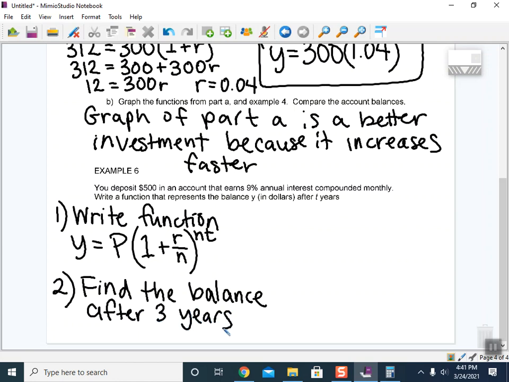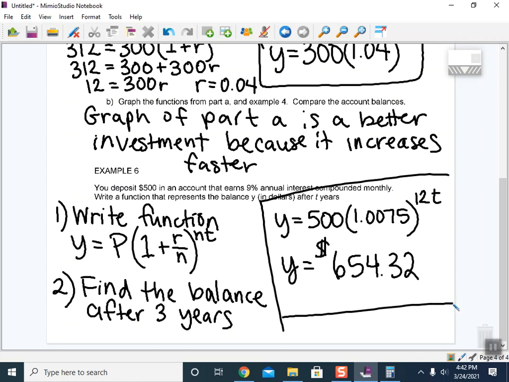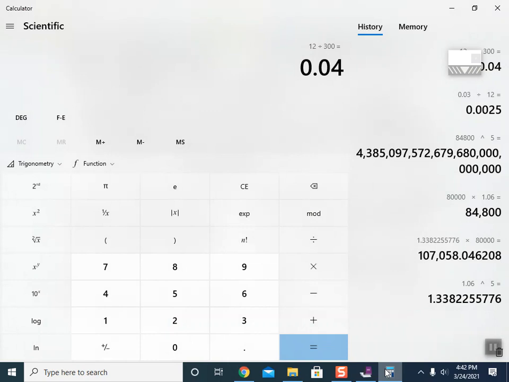Okay, so go ahead, pause this, do your work, and then you can check your answer back with me when you're finished. Okay, when you are done with this, your equation should have been y equals 500 times 1.0075 raised to the 12t. And then when you plug 3 in, right, we would do 12 times 3, which is 36. You would have taken 1.0075 raised to the 36th power times 500. So we can go ahead and do this in the calculator too.